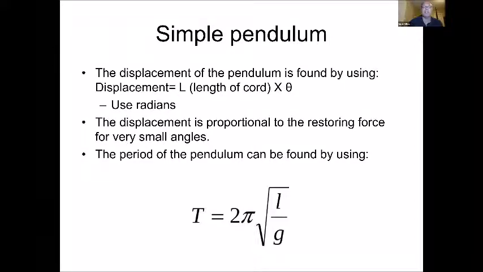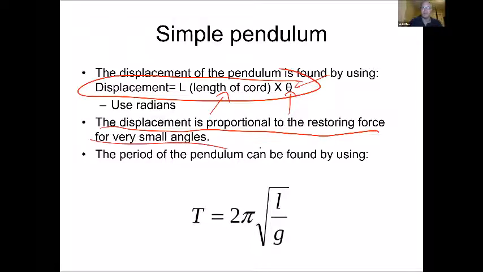We can also calculate the displacement of a pendulum, like the linear displacement, by multiplying the length of the cord, how long the pendulum cord is, times the angle theta measured in radians. You're not going to see many problems like that in Physics 1, but if you're asked to determine the displacement of the pendulum, it's the length of the cord times the angle of displacement measured in radians. Remember that this is an example of simple harmonic motion, so the displacement is proportional to the restoring force and vice versa.